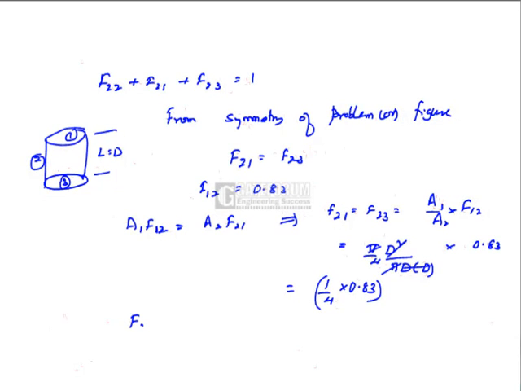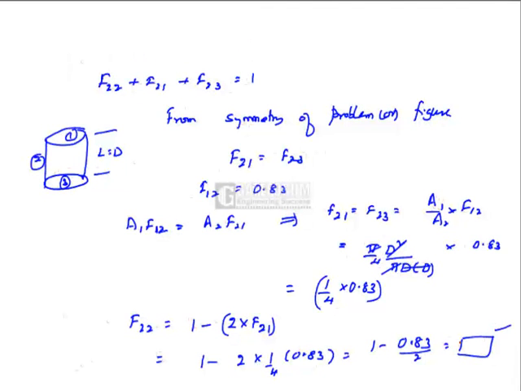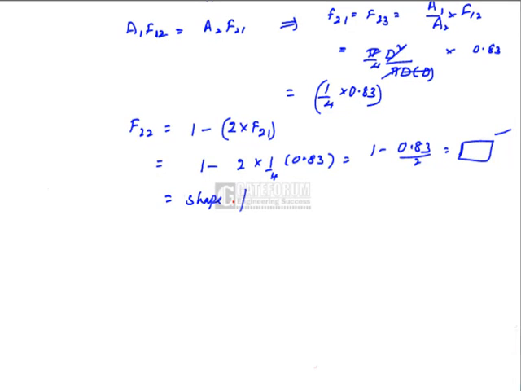Therefore, F22 is equal to 1 minus 2 into F21. Therefore, 1 minus 2 into 1 by 4 into 0.83. That is 1 minus 0.83 by 2. This is the answer for F22. That is the shape factor of the surface 2 with respect to itself.